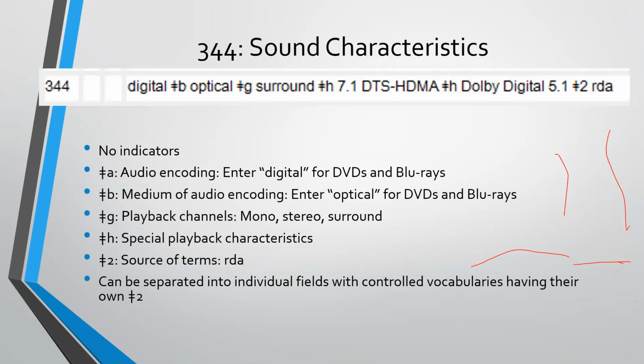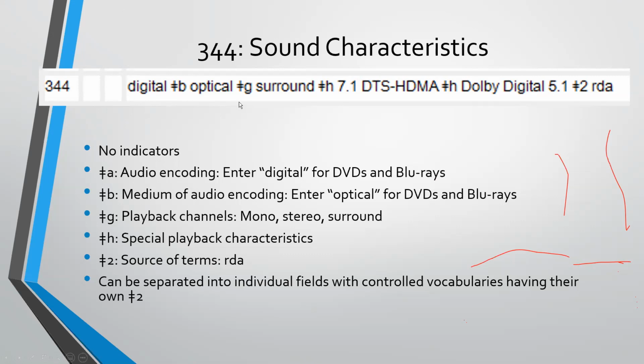Your 344, your sound characteristics. Some of these are a little weird, but this is again the technical information of what's going on in your video. So we have no indicators. Our subfield A is digital. It's always going to be the same for Blu-rays and DVDs. It will be different for other kinds of film material, like physical film strips or cassette tapes.